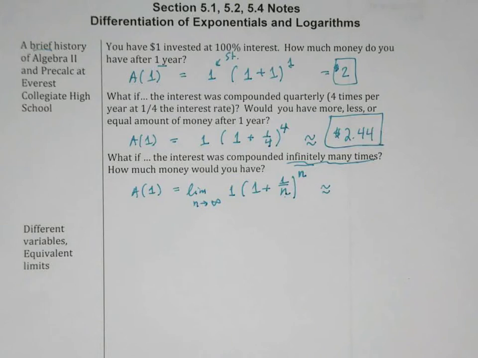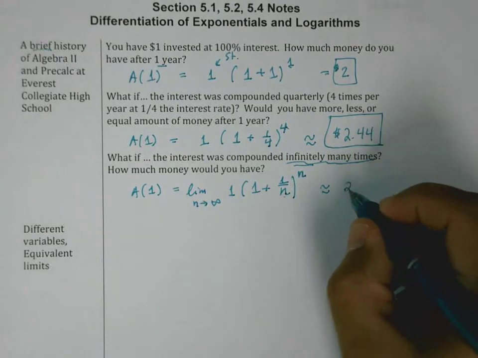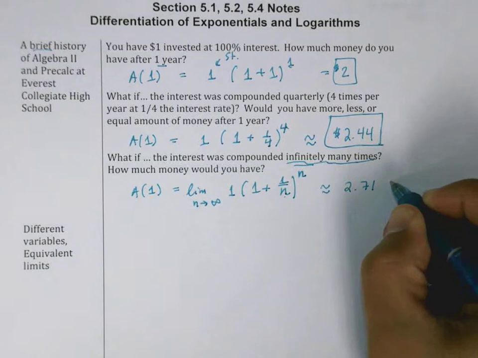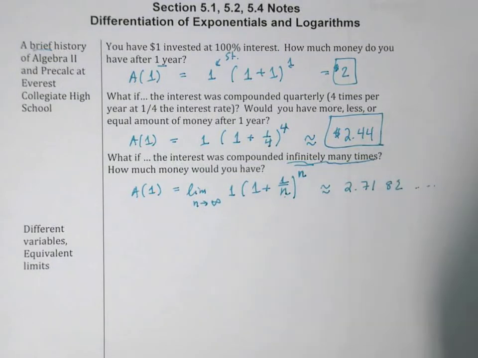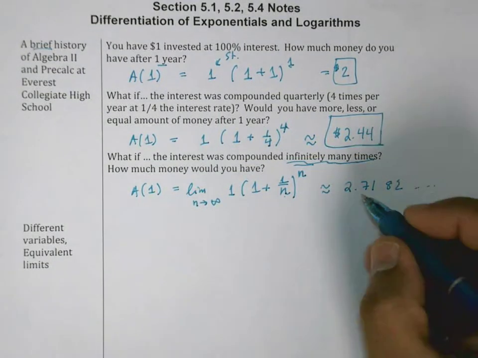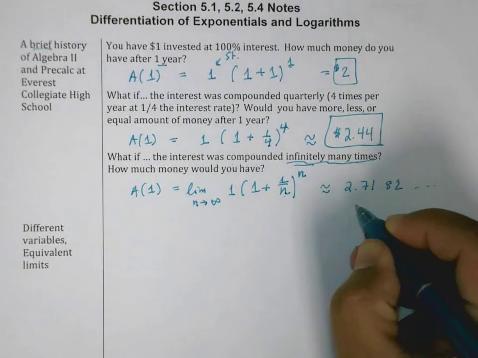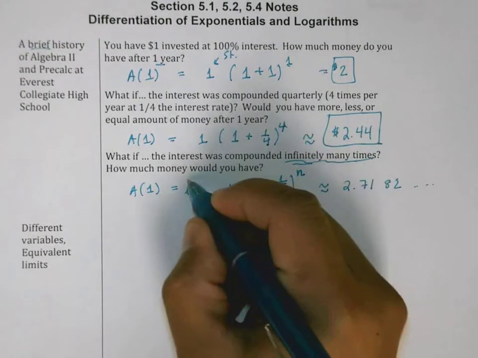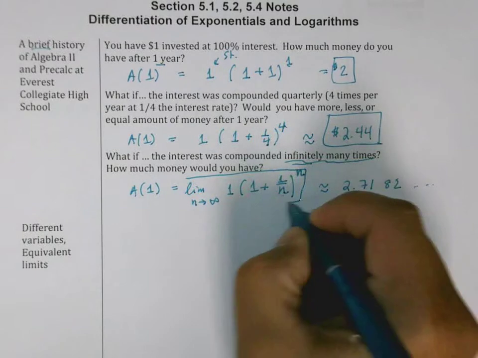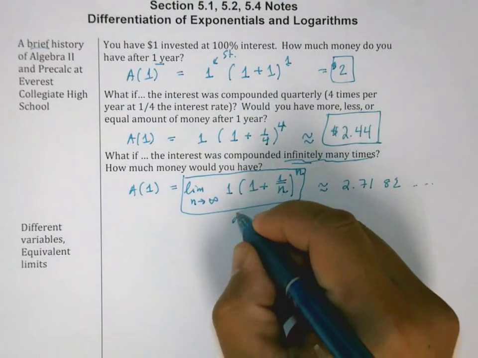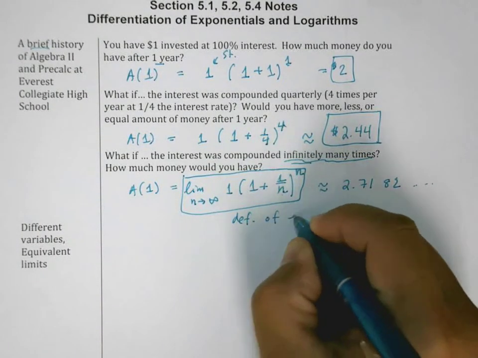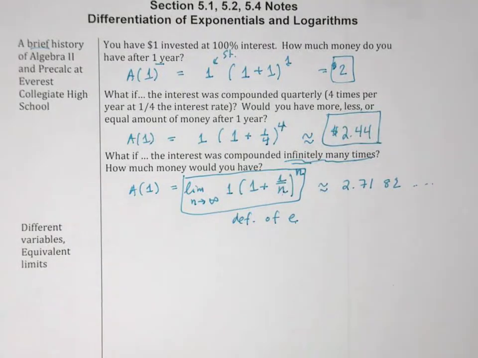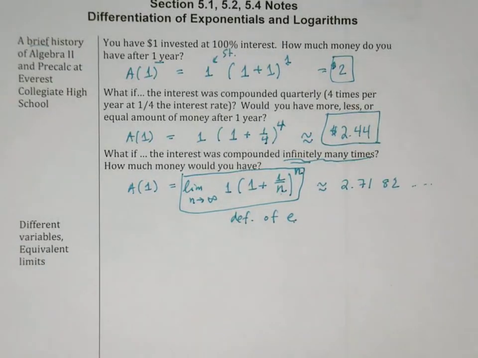It's 2.7182 with some more decimals to it. This here is about 2.72, but this very, very special number, this very special limit, is the definition of e. So e is equal to that limit. There we have it. That is a very quick and brief history of this one particular topic from what we learned in Algebra 2 and pre-calculus. If you have a hard time on this, you can look this up.